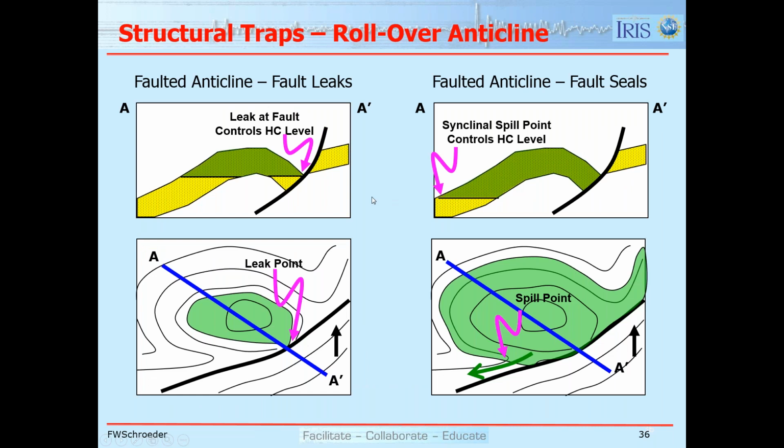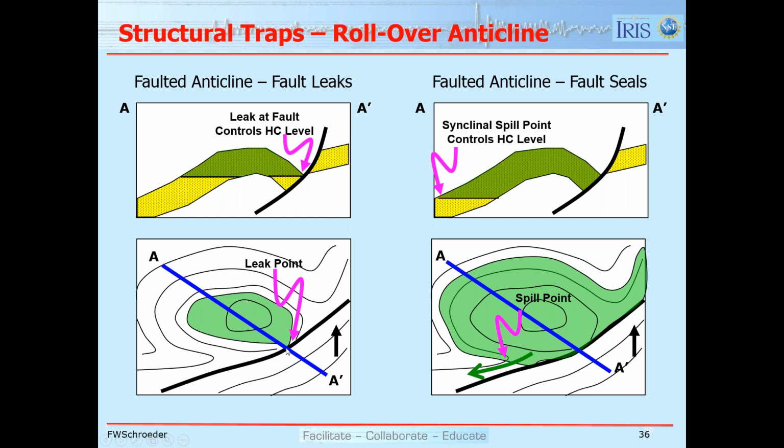This is a rollover anticline type of trap. We have a listric normal or slump fault. The reservoir quality unit bends into the fault. If this fault zone leaks and the hydrocarbons are able to escape, this would be the controlling factor, the leak point on the map. It would be this position.